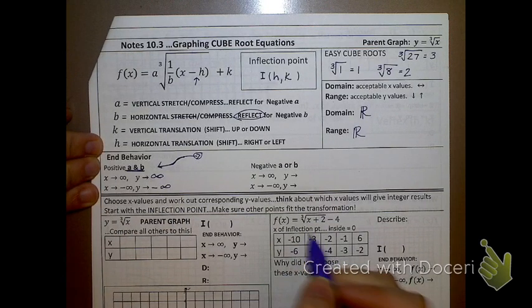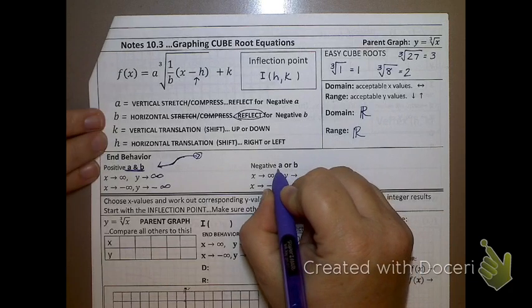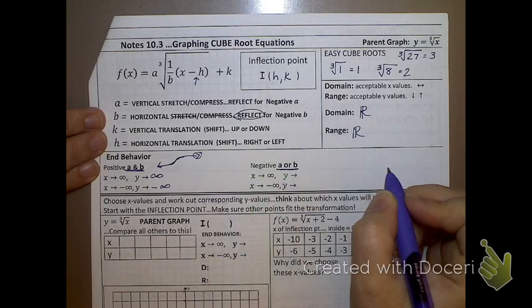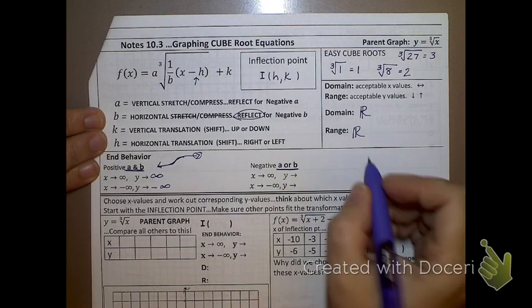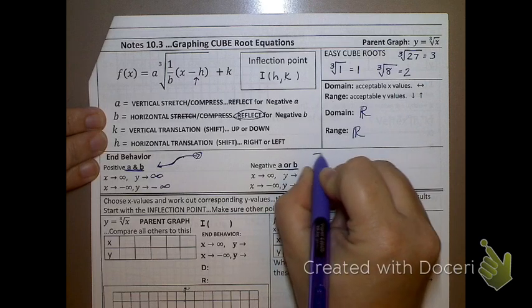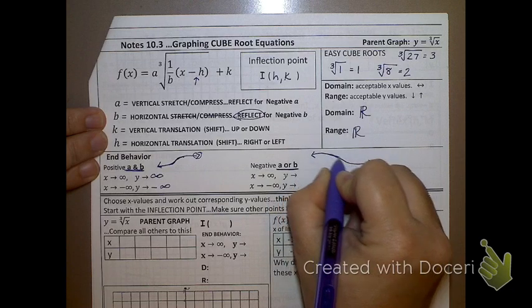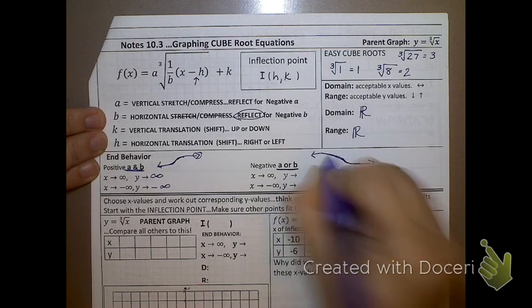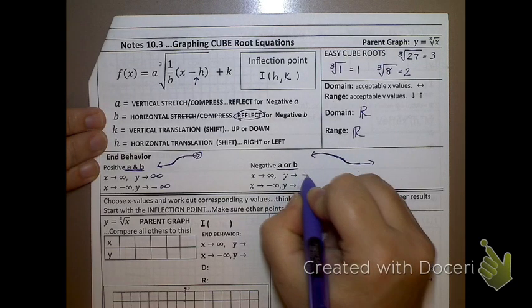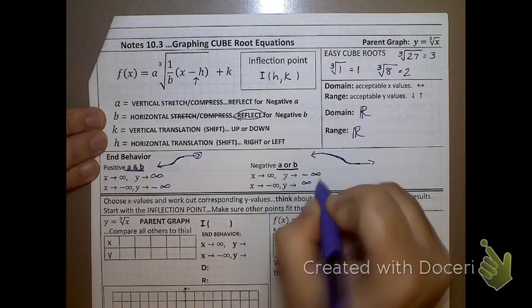Yes? If you have a negative either in the A or the B location, then you have something that looks like this. And again, your little inflection point would be somewhere in here. And the right side is now going down, the left side is going up.